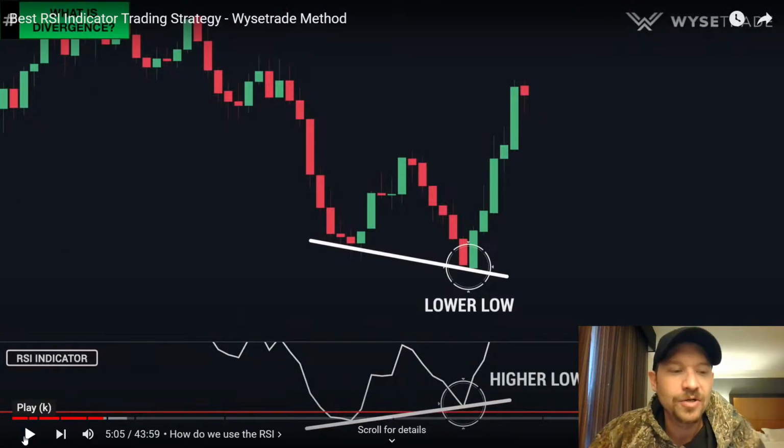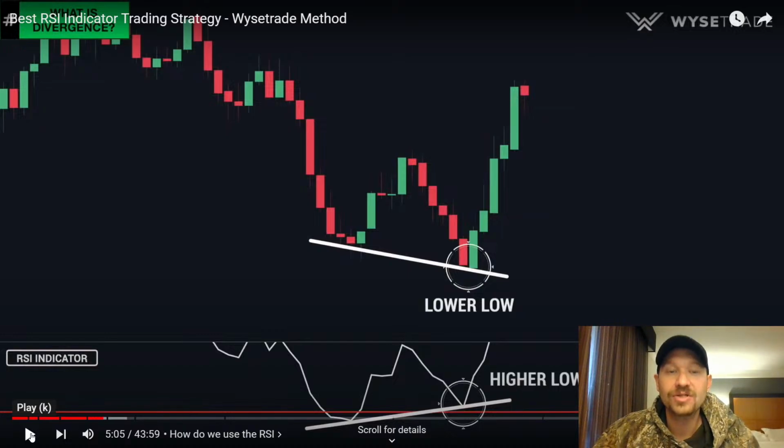Hope you guys are taking notes also. This is a great area for you guys to learn indicators, divergences, and overall RSI indicators to help you be successful long term.